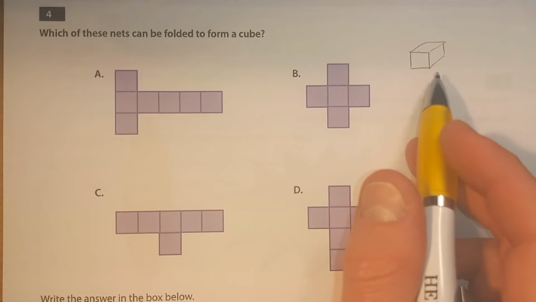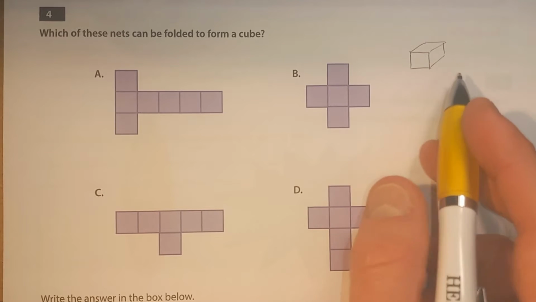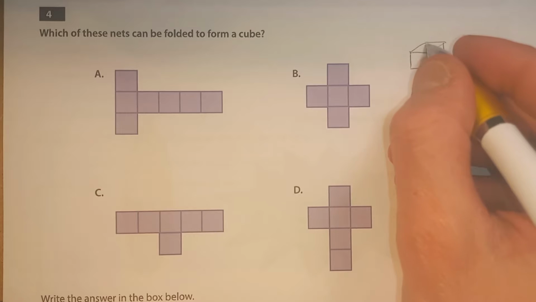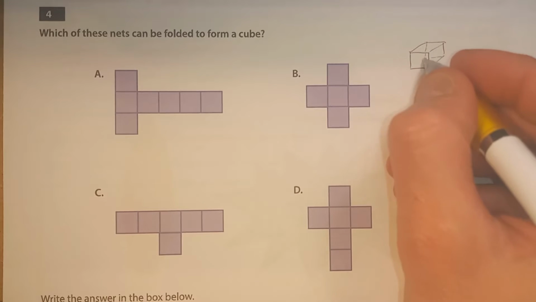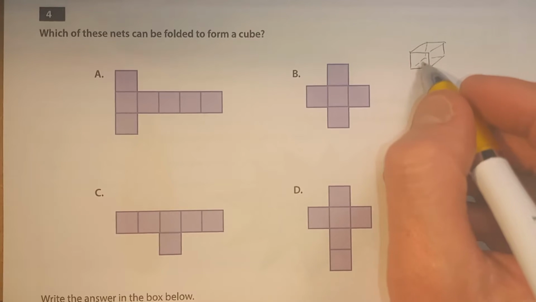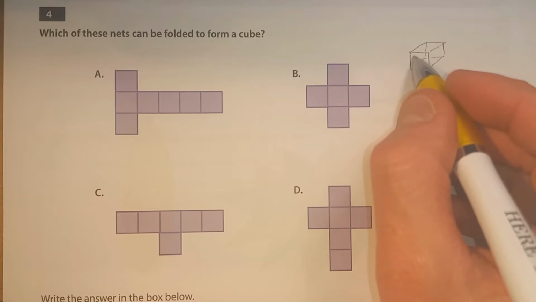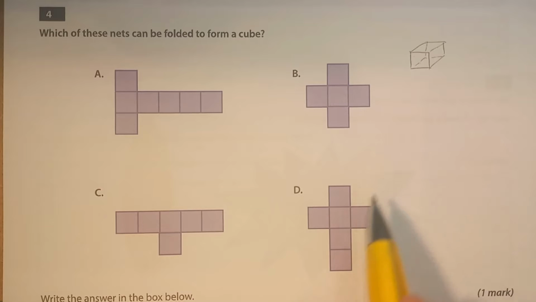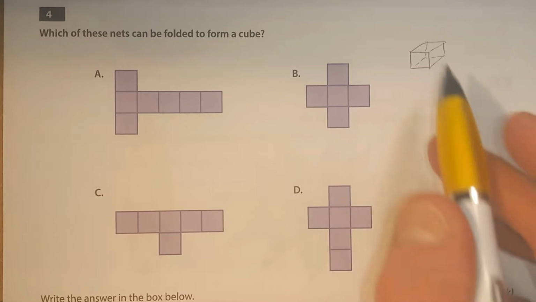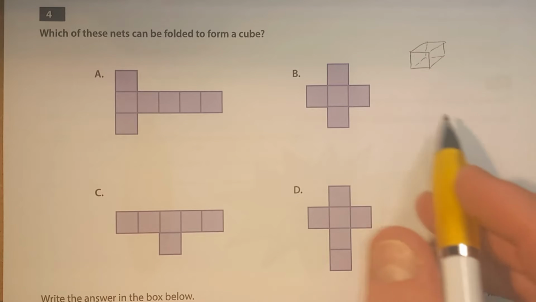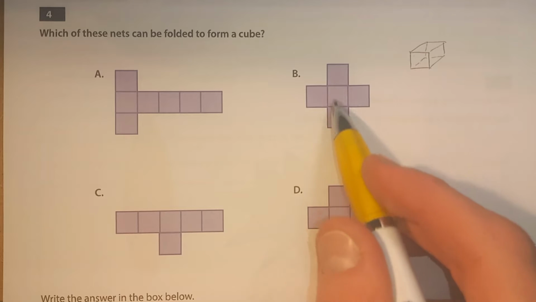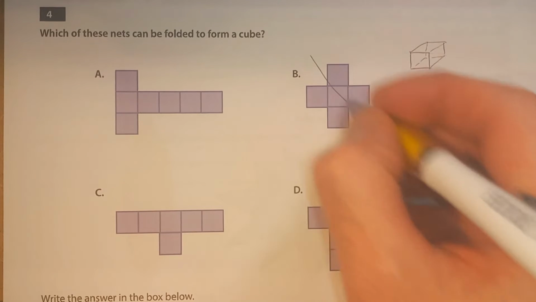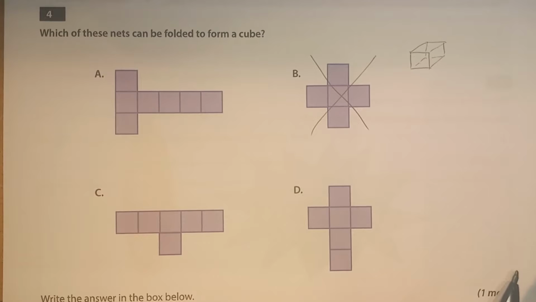And like I said, it's like a dice. Well, how many sides has a dice got? Well, a dice has got 6 sides. If I try and draw that down. It's got the front, back, the left side, the right side, the top and the bottom. Okay, so the net is going to need to have 6 faces. So straight away I can see we've got 1, 2, 3, 4, 5. So that can't make a cube because it's not enough.